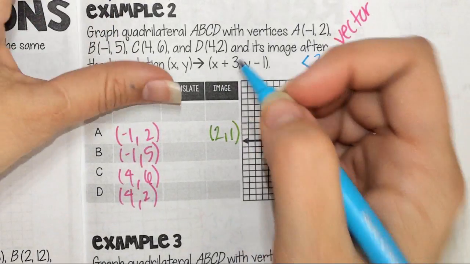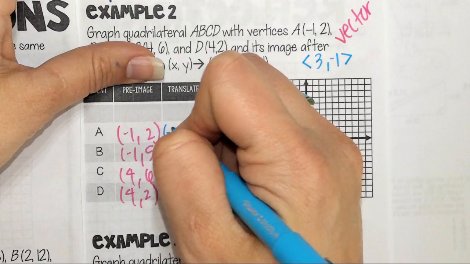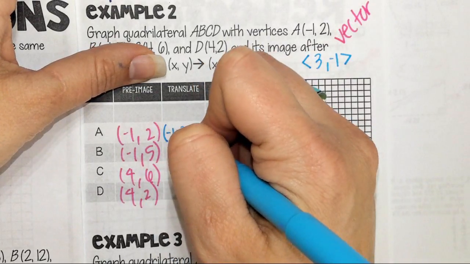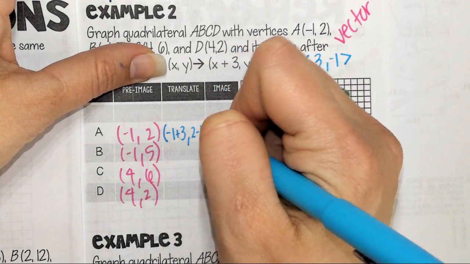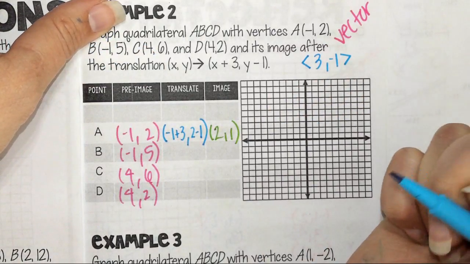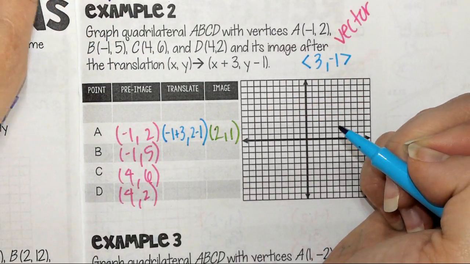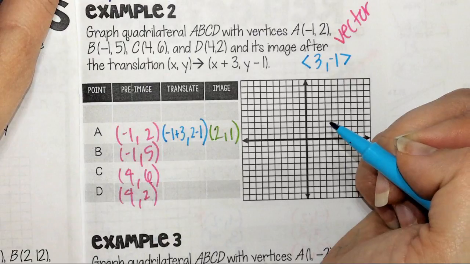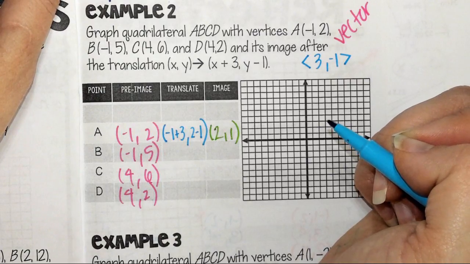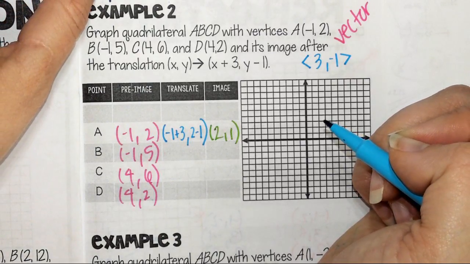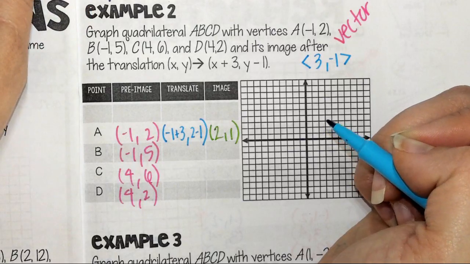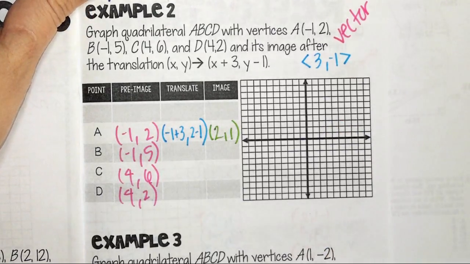Oh my gosh, guys. All we did was we took negative 1 and we added 3, and then we took 2 and we subtracted 1. That's it. So we just did what it says. You just don't follow instructions.